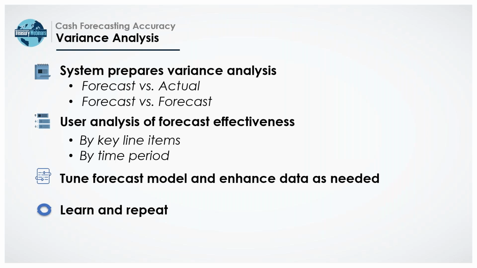And then user analysis of the forecast effectiveness. I think the key point here is that the more granularity in the way that you build the forecast, the more detailed your variance analysis can then be, right? So definitely wanted a forecast analysis by key line items. That's what people are really looking to understand. Why are we off on the forecast? Was it our cash receipts from AR collections? Was it our CapEx was more than what we thought it was going to be? And then obviously over time periods as well, right?